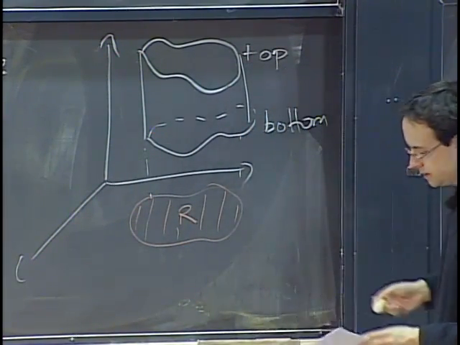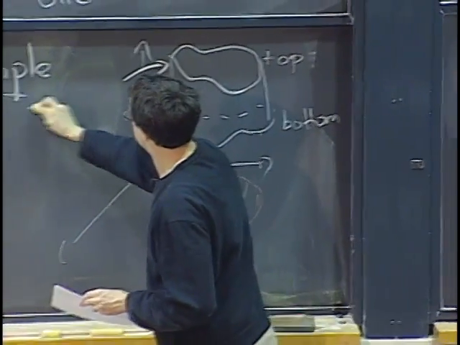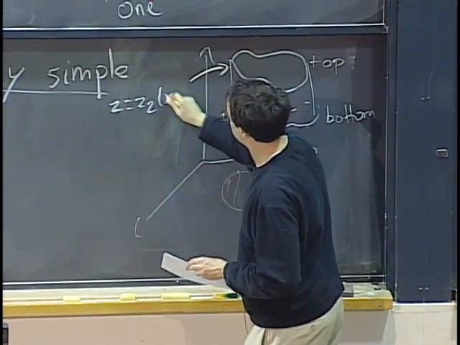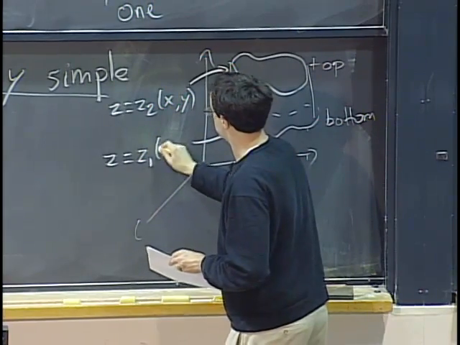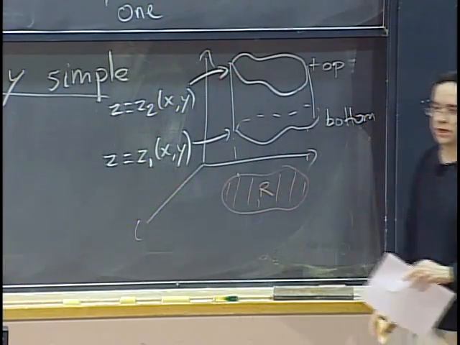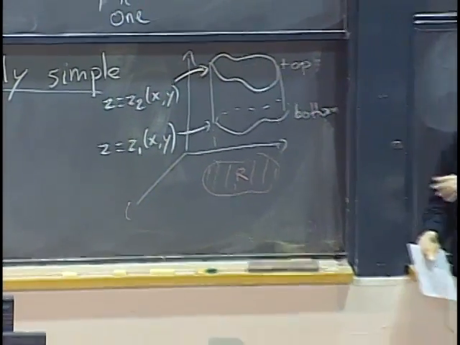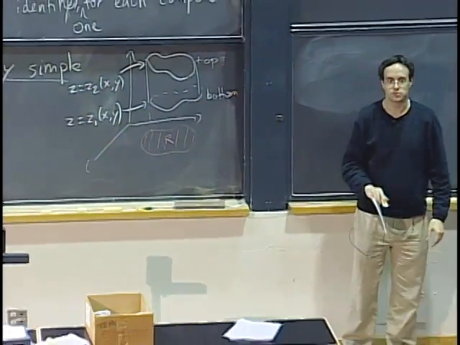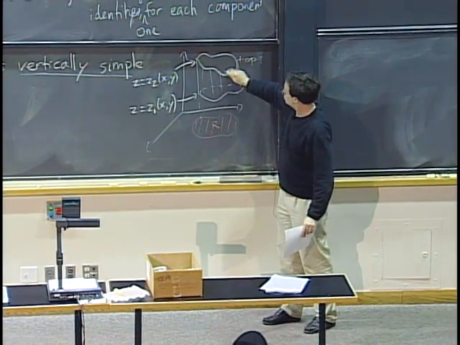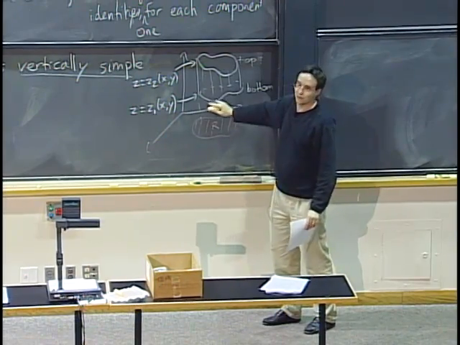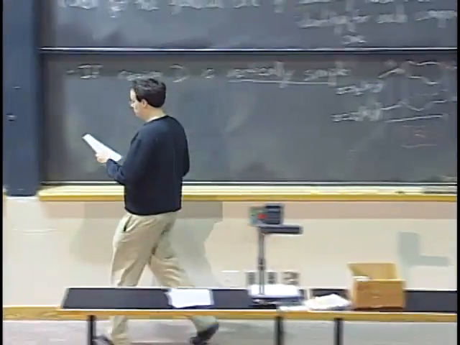And it lives between the top face and the bottom face. Let's say the top face is z equals z2 of x, y. The bottom face is z equals z1 of x, y. I don't need to know actual formulas. I'm just going to work with these and prove things independently of what the formulas will be for these functions. Anyway, a vertically simple region is something that lives above a part of the xy plane and is between two graphs of two functions.